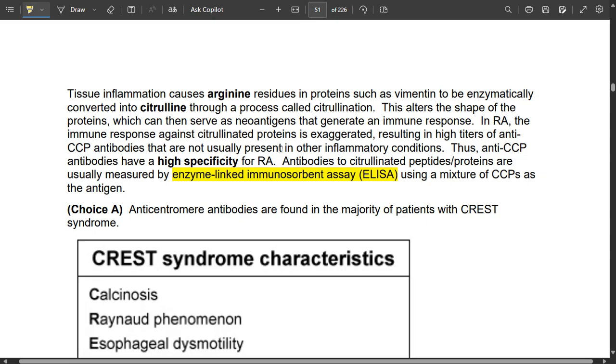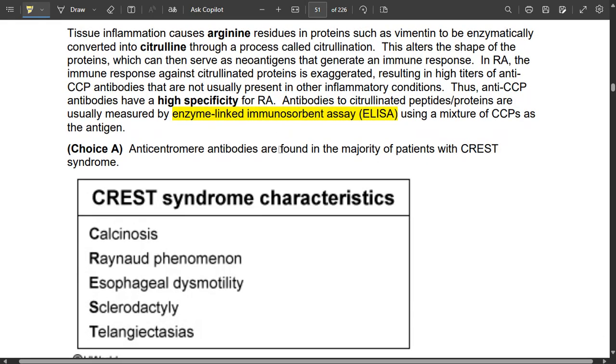In RA, the immune response against citrullinated proteins is exaggerated, resulting in high titers of anti-CCP antibodies that are not usually present in other inflammatory conditions. Thus, anti-CCP antibodies have a high specificity for RA. Antibodies to citrullinated peptides or proteins are usually measured by ELISA using CCPs as the antigen. So there is a vimentin protein with arginine, which is enzymatically converted to citrulline. This is called citrullination. These citrullinated peptides act as new antigens to the immune system, and thus anti-CCP antibodies are generated.